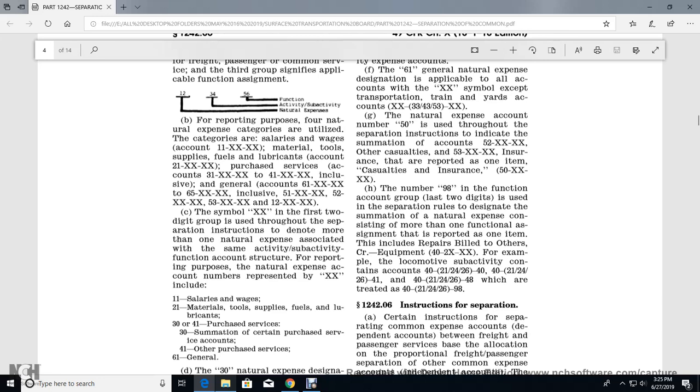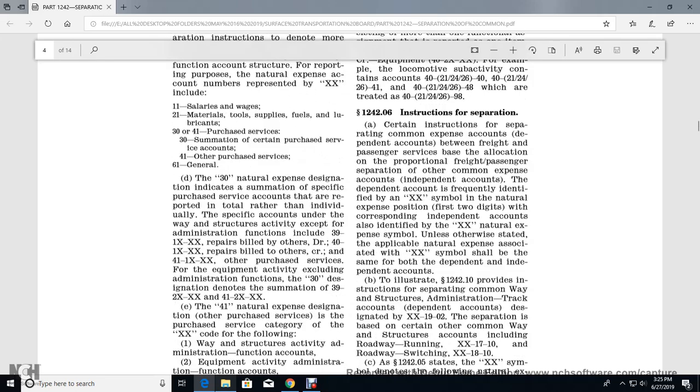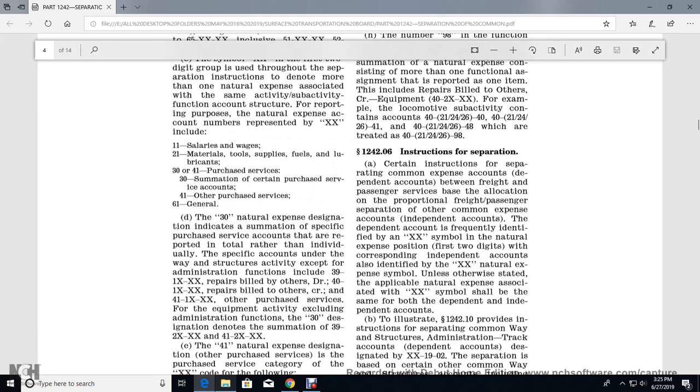It's 42XXX. For example, the locomotive subactivity names 40, 21, 24, 26, 40, 40, 21, 24, 26, 41, 40, 21, 24, 26, 48, which are treated as 40, 21, 24, 26, 98. All right, 1242.06, instruction and separation.